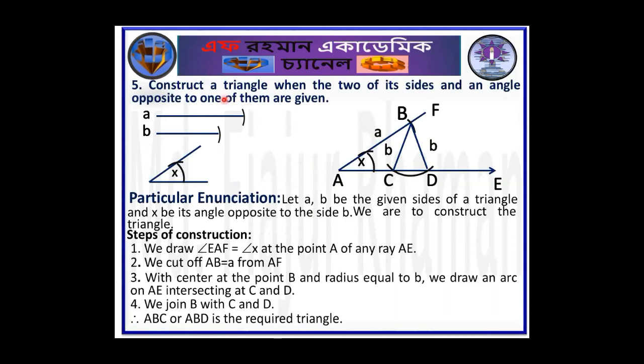Since you are asked to construct a triangle, you should always write ABC or ABD, the required triangle. You should not write ABC and ABD are the required triangles, because you are not asked to construct two triangles. Very important. It's a sense of realizing the question.